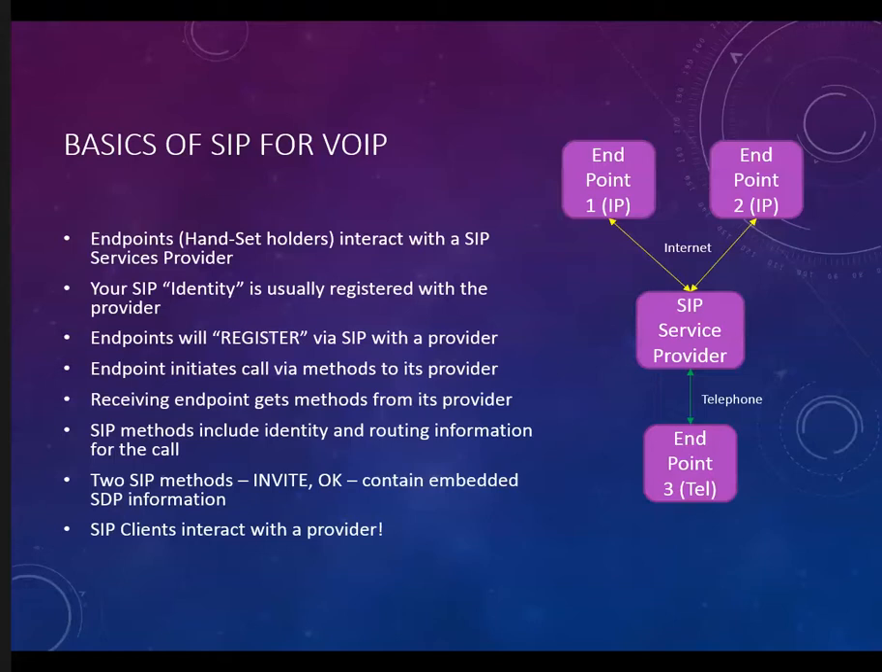The methods actually have to include the entity and the routing information for the call. There are two methods that are used to set up the call. The invite method starts the call, and the OK method contains information as to how to set up the real-time protocol. And the key message here is that the SIP client must interact with the provider in the middle.